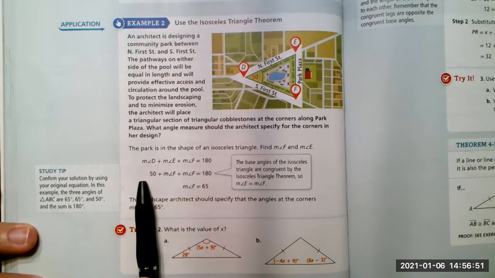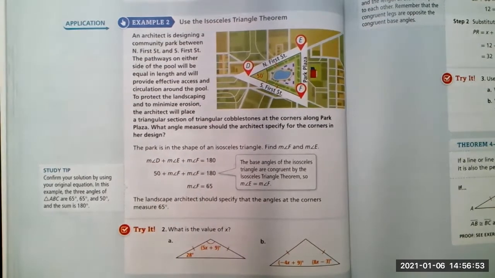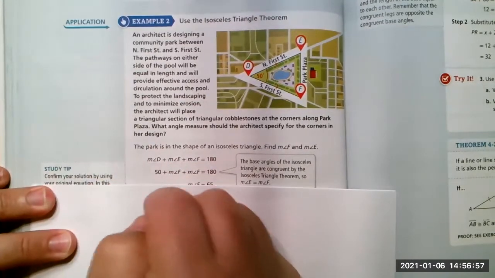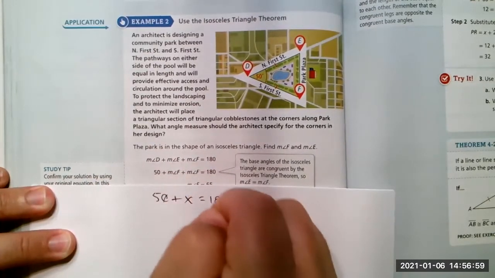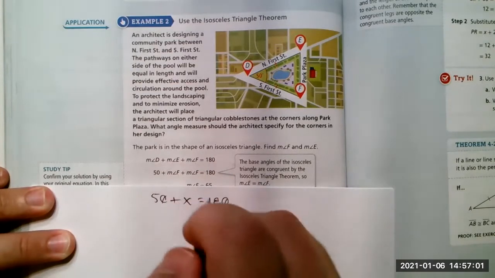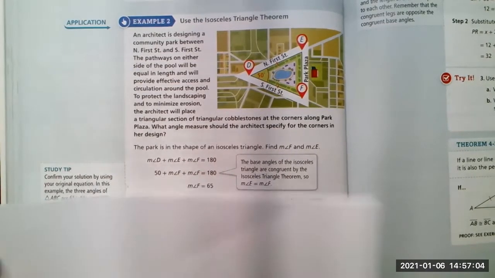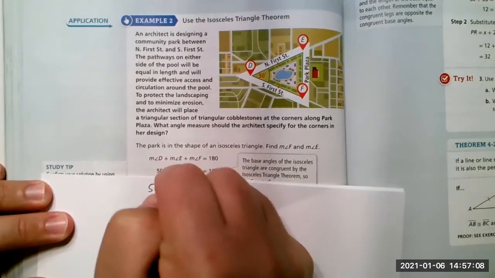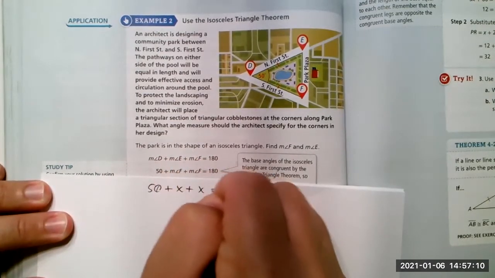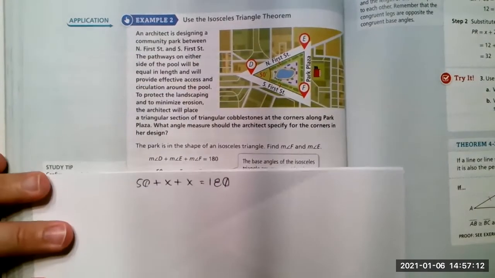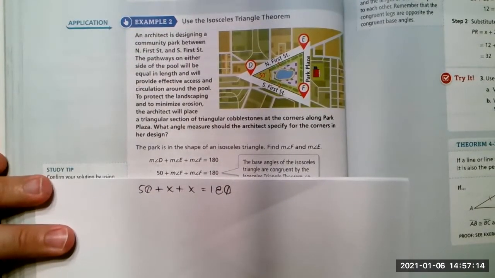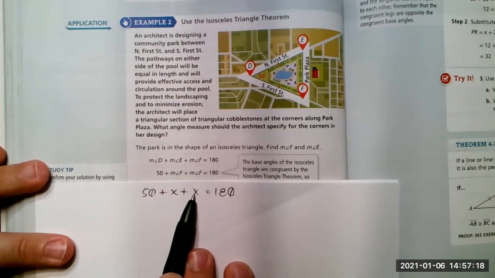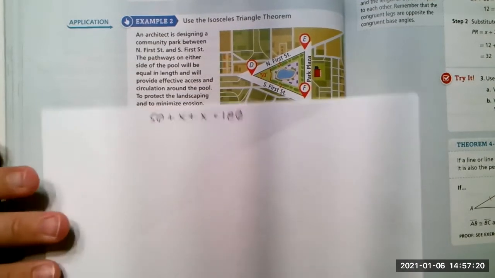But the main idea is now you have an algebra problem, and I'm going to go ahead and write this out. Sorry, I'm going to actually change that around. I'll do 50 plus x plus x equals 180. Okay. I'm just replacing angle E with x and angle F with x. So it's just the same thing.